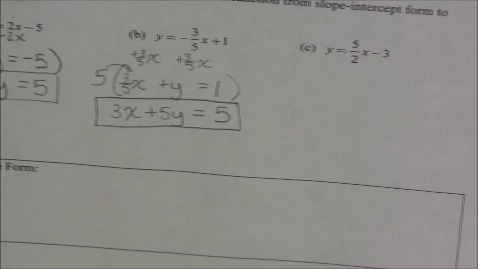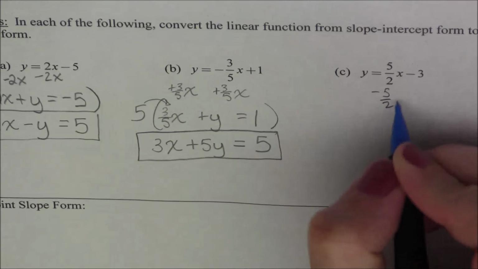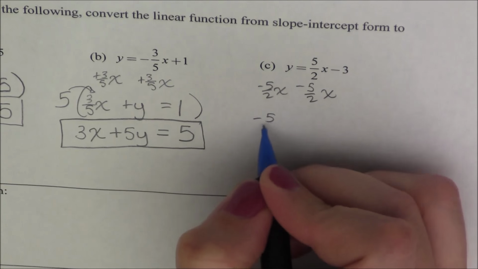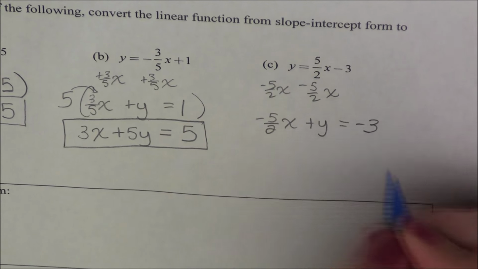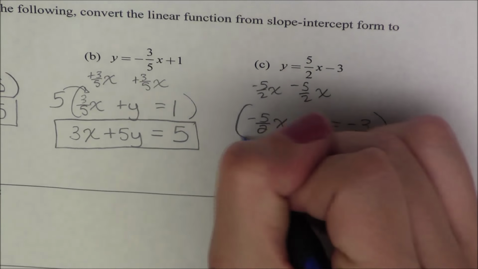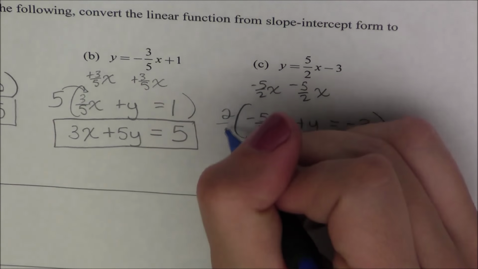Our last example, let's work to get x and y on the same side. Subtract 5/2 x from both sides. So I've got -5/2 x plus y equals -3. Now I want to get rid of any fractions. So the only fraction I have is 5/2. I'm going to multiply everything through by 2.